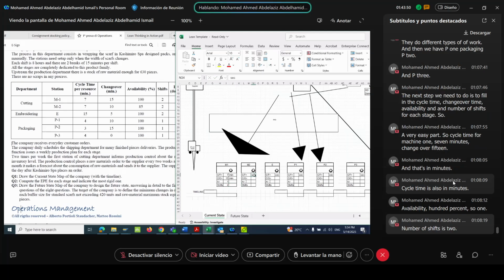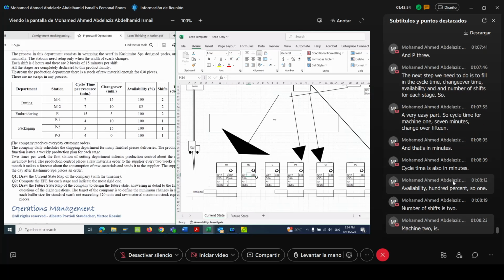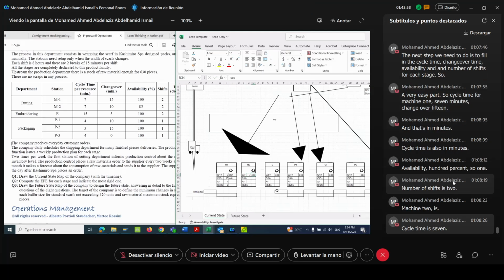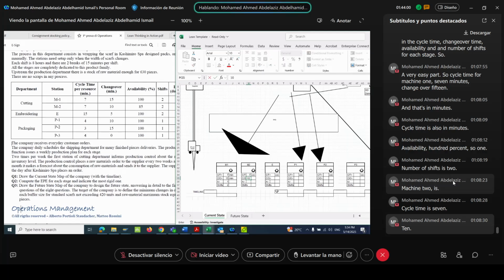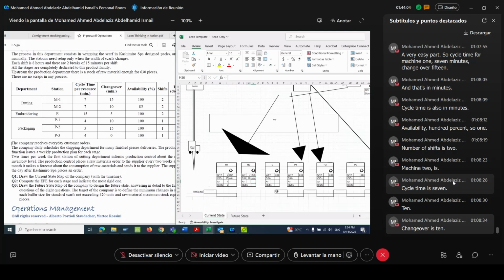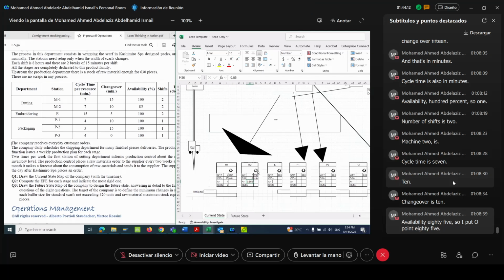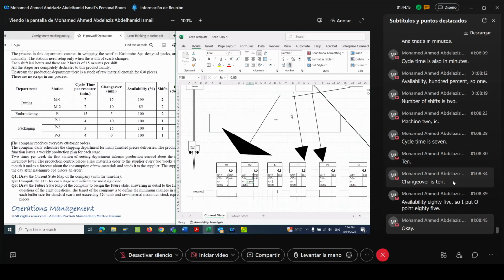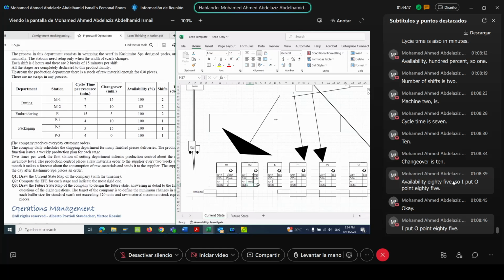Machine 2, cycle time is 10, changeover is 10, availability 85, so I put 0.85, and the number of shifts is 2.